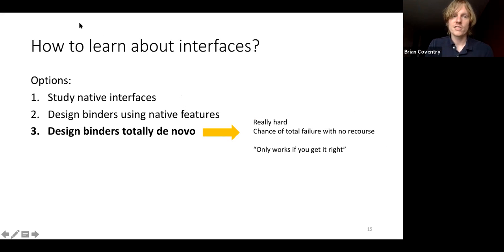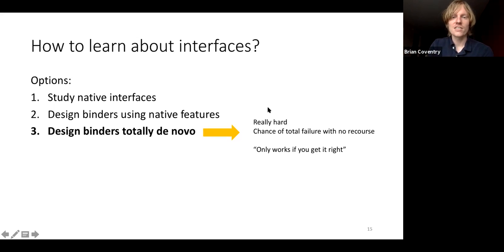The problem here is it's really hard. And the other problem is if you fail, you don't have any feedback at all. Like, all you know is that it didn't work. You don't know if you were close, you don't know if you were far, and you don't have any feedback about why it didn't work. All you know is that it didn't.